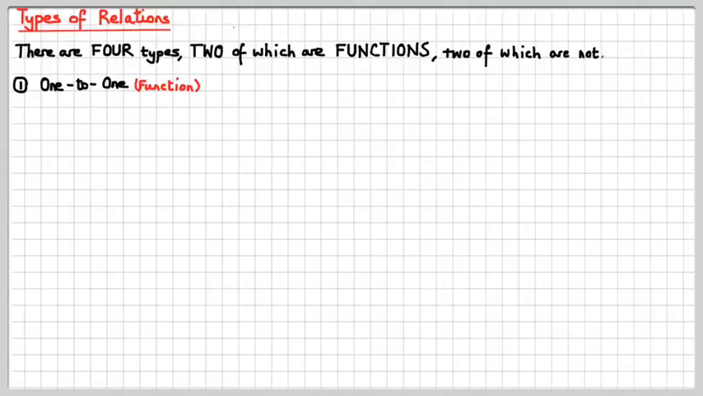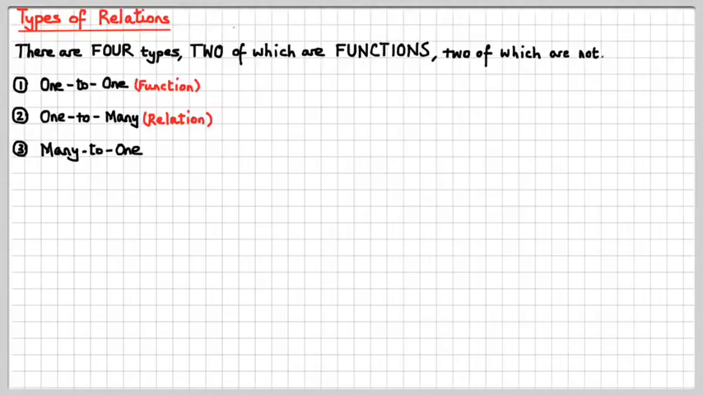I'm going to explain this one-to-one business in a minute. The second type is called a one-to-many. That is a relation. It's not a function. It fails the test. Next one is many-to-one. Many-to-one is a function, yes, and last but not least, many-to-many, which is not a function. That's a relation. So you can see that 2 of them are functions, and the other 2 are relations only.